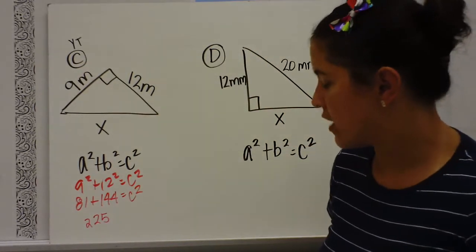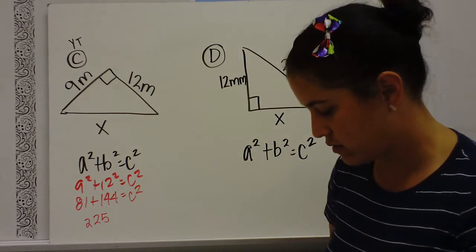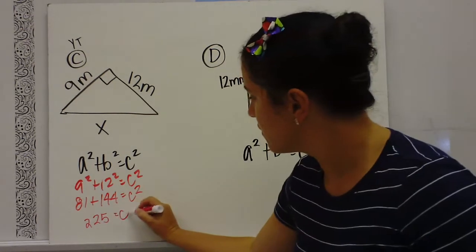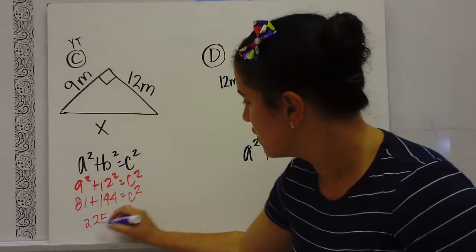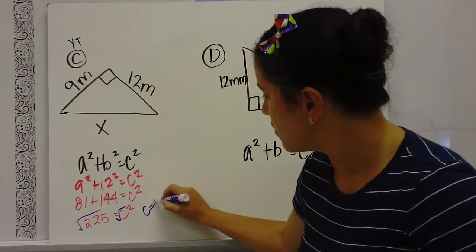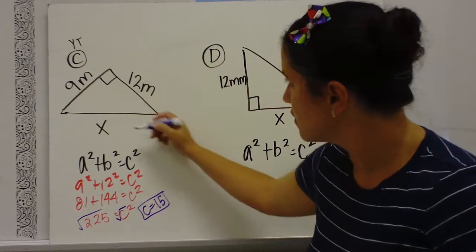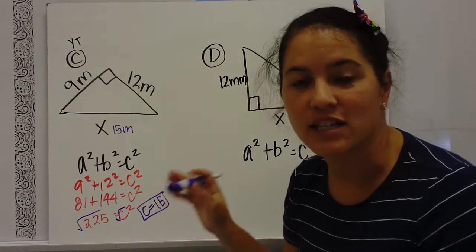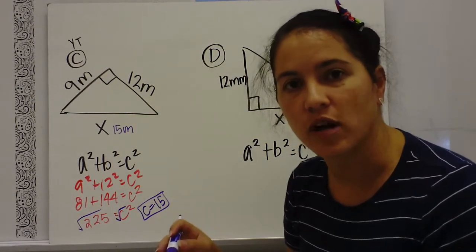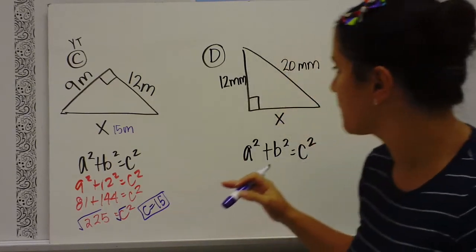I think that's 225. 81 plus 144. 225, yeah. And then you have to take the square root. So C equals 15. Okay. I hope you got that one correct. If you didn't, then go back and rewatch it or ask me a question tomorrow.